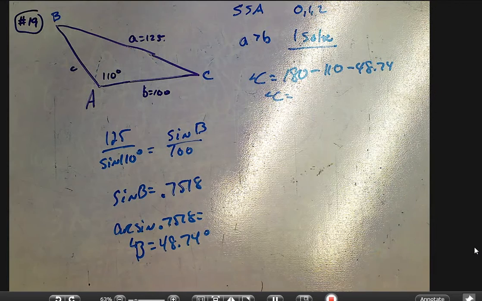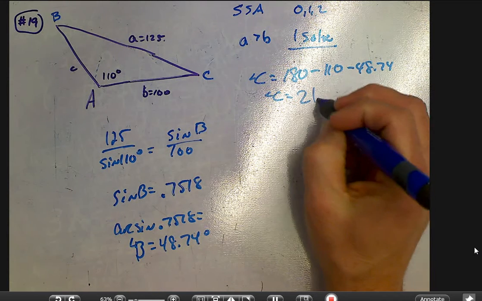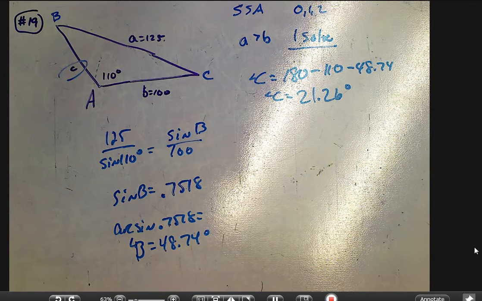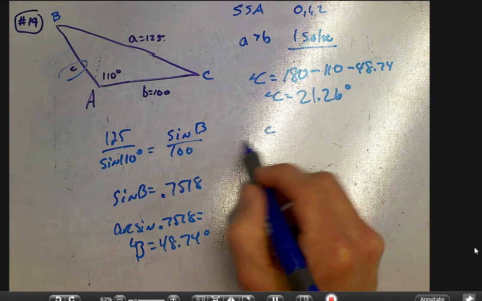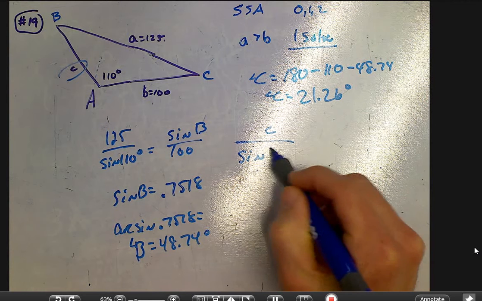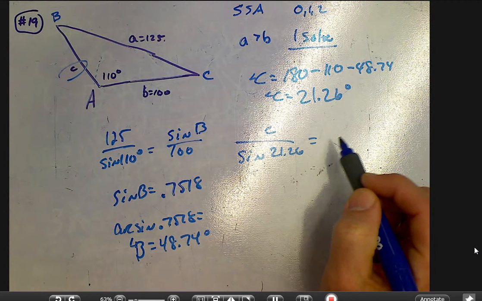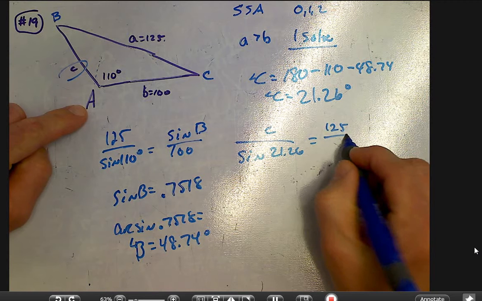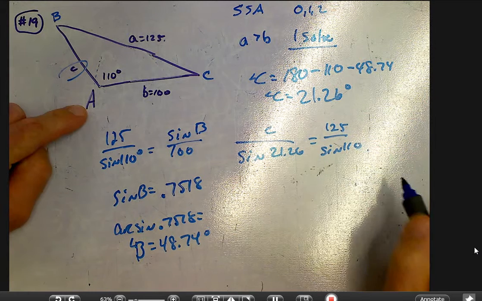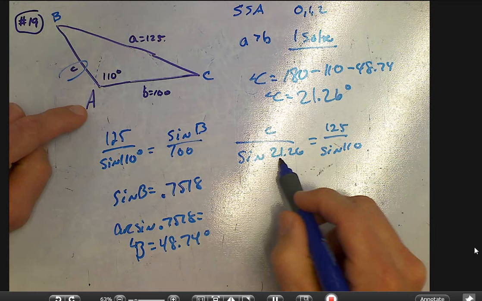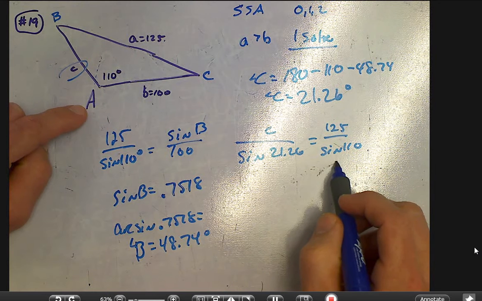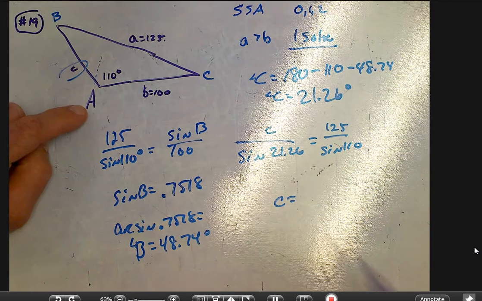Therefore, angle C is 21.26 degrees. Last thing to find is side C. Therefore, C over the sine of 21.26 equals the side of A, which is 125, over the sine of 110. Do sine 21.26 enter times 125 enter. Divide by sine 110 enter. And you find out that side C is 48.23.